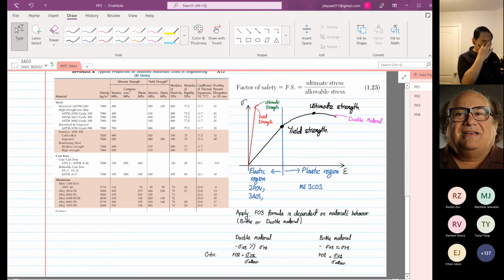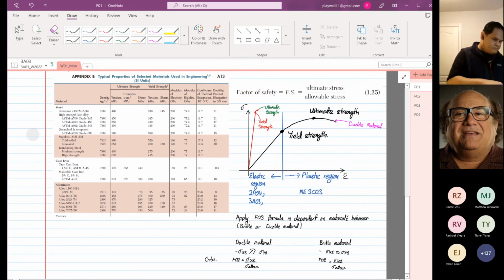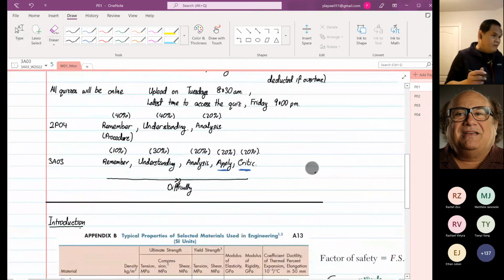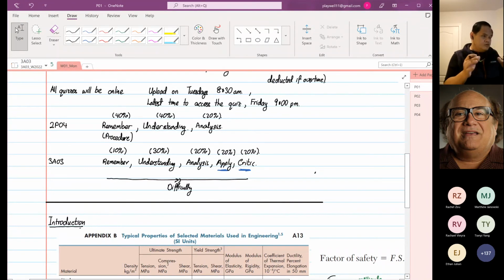Now we are still going to look at the same thing. Before I go on, any questions? Anyone need me to clarify anything? By the way, this is not like 3CO3. 3CO3 is 100% on remembering or understanding, so 3C is just information. 3A is where I'm imparting skills, the skill set that you need to use.